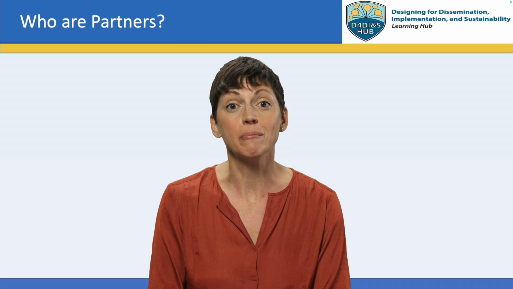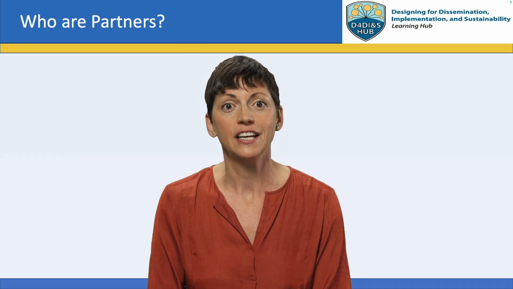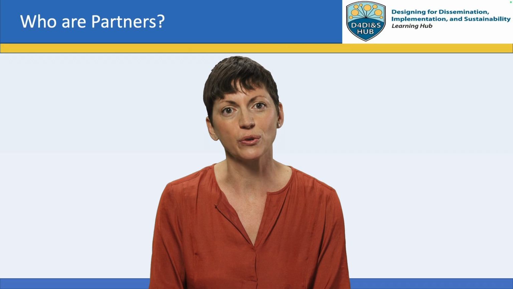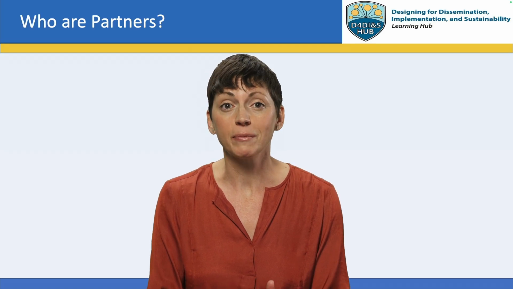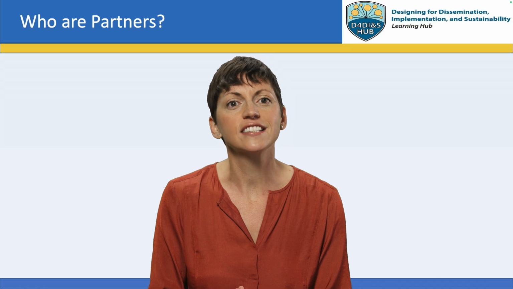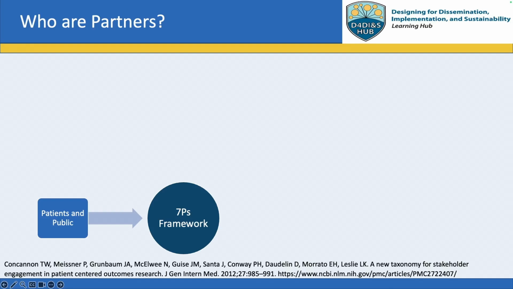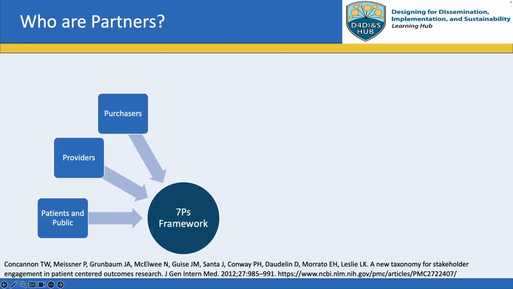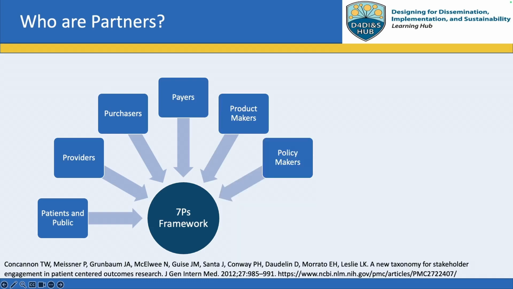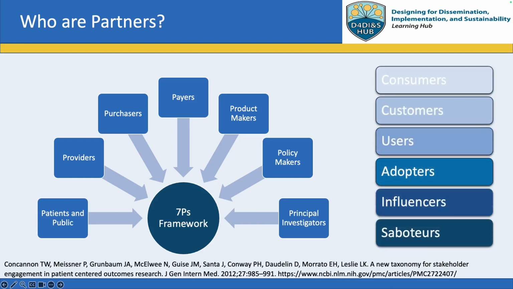Now, let's talk about potential partners. As you identify partners, you want to consider who will be affected on micro and macro levels by your intervention and target engagement efforts on these individuals or groups. Using a dissemination and implementation approach, consider using Concannon's 7 Ps framework for identifying groups of partners. These include patients and public, providers, purchasers, payers, product makers, policymakers, and principal investigators. With this list, identify who are your consumers, customers, users, adopters, influencers, and potential saboteurs.